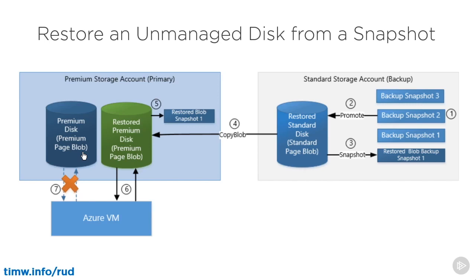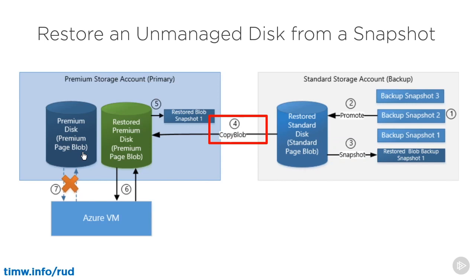With unmanaged disks, to restore one of those back to a VM, it's a little more work because, as I said, in the unmanaged disk scenario, you're responsible for the full life cycle of the VHD. What you'll want to do is in your backup storage account, you'll want to promote the backup snapshot that you want to use to make it a restored standard disk. After that promotion, you're going to snapshot that disk to create a restored blob backup that you then copy over into your storage account that you're using for primary storage for the virtual machine.